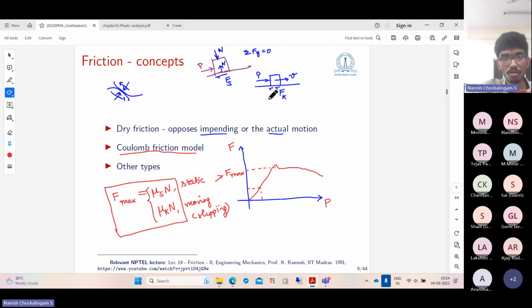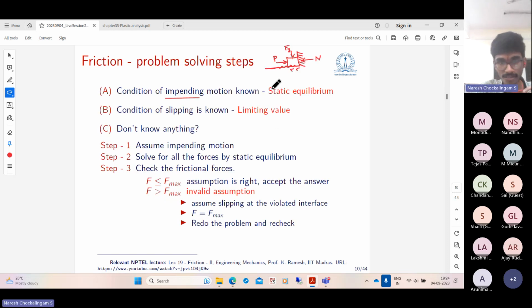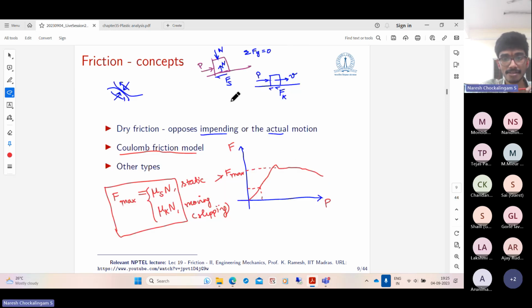Why? Because you know that until the limiting value of friction is reached, the friction force is simply equal to the unbalanced horizontal force. So if you know that the block is not slipping, or if the interface is not slipping, you can directly solve the problem by static equilibrium. And if it is slipping, you just have to find out the normal force and multiply it by the coefficient of friction.